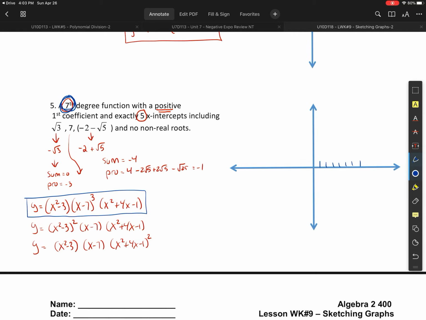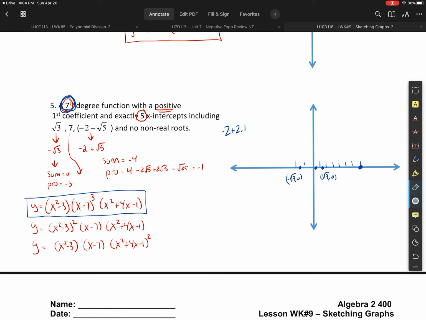Right, so I got 7. 1, 2, 3, 4, 5, 6, 7. I got rad 3, which is 1 point something. I got negative rad 3, which is negative 1 point something. I got negative 2 plus rad 5, negative 2 plus 2 point something. So I got a really small number here. I'm going to put that one there, and its counterpart there.